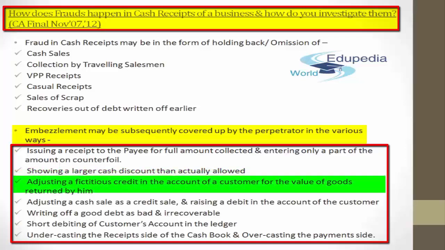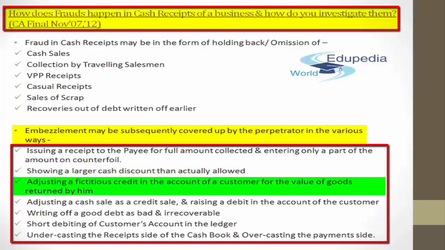Then, adjusting a fictitious credit in the account of a customer for the value of goods returned by him. You just provided a fictitious credit in the account, saying that person is going to pay later on. However, the person has already paid you the amount, but in the books of accounts you created a fictitious credit in his name, saying you will recover the amount in future. The person has already paid on the spot. So now you're creating a fictitious asset in your books of accounts, while you have already got the payment and kept it in your pocket.